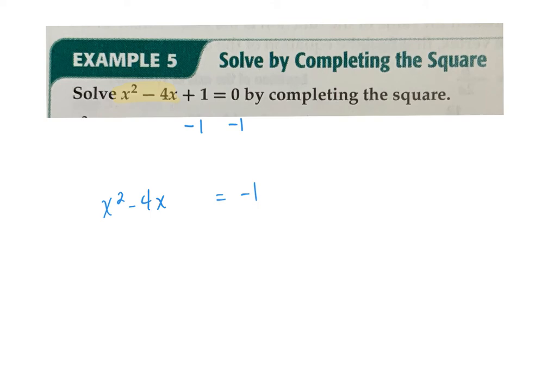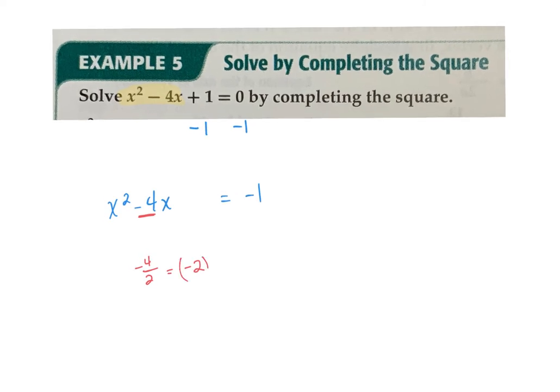The way I complete my square is I take this -4 and I cut it in half. All right? So -4 over 2, which equals what? -2. All right? And then I am going to square that, which gives me what? +4. And so I'm going to take that 4 and I'm going to add it to both sides. All right? So whatever I found there, I am going to add that to both sides.